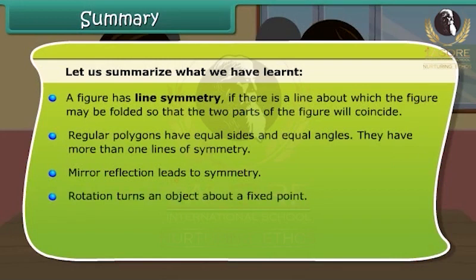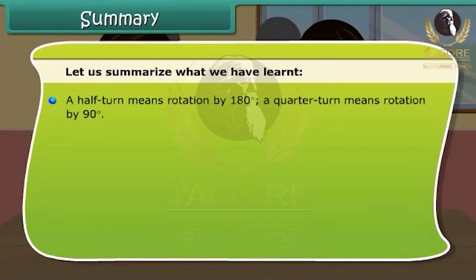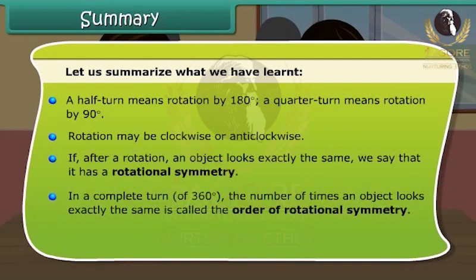Rotation turns an object about a fixed point. This fixed point is the center of rotation. The angle by which the object rotates is the angle of rotation. A half turn means rotation by 180 degrees. A quarter turn means rotation by 90 degrees. Rotation may be clockwise or anti-clockwise. If after a rotation, an object looks exactly the same, we say that it has a rotational symmetry. In a complete turn of 360 degrees, the number of times an object looks exactly the same is called the order of rotational symmetry.